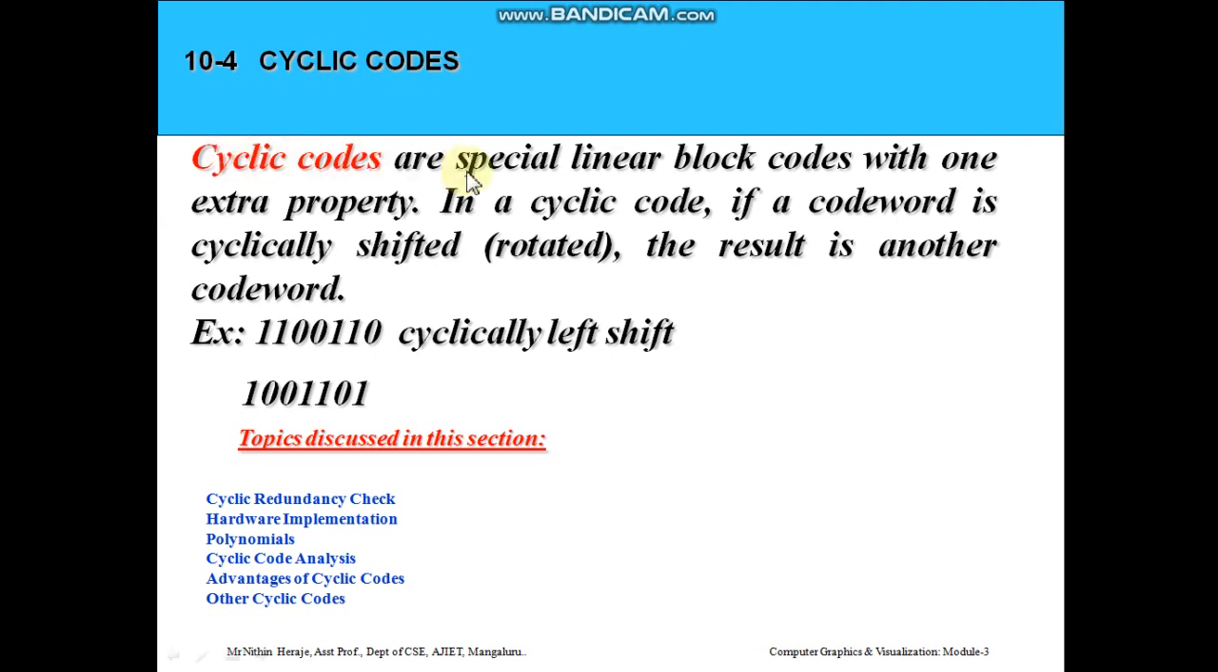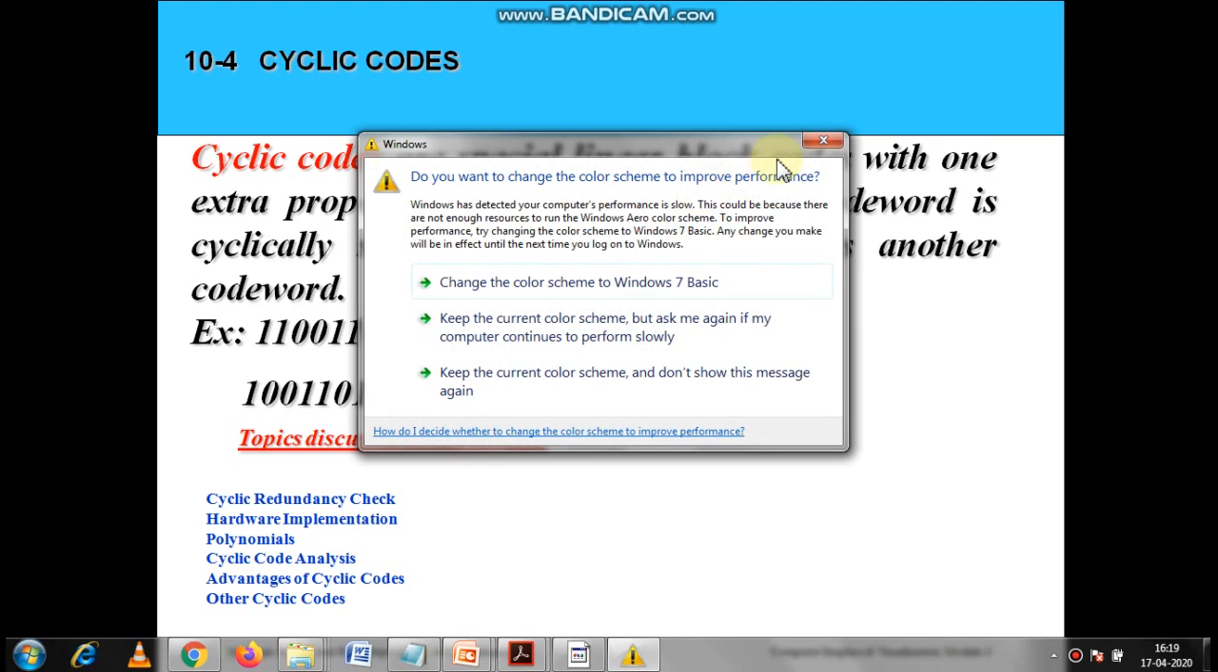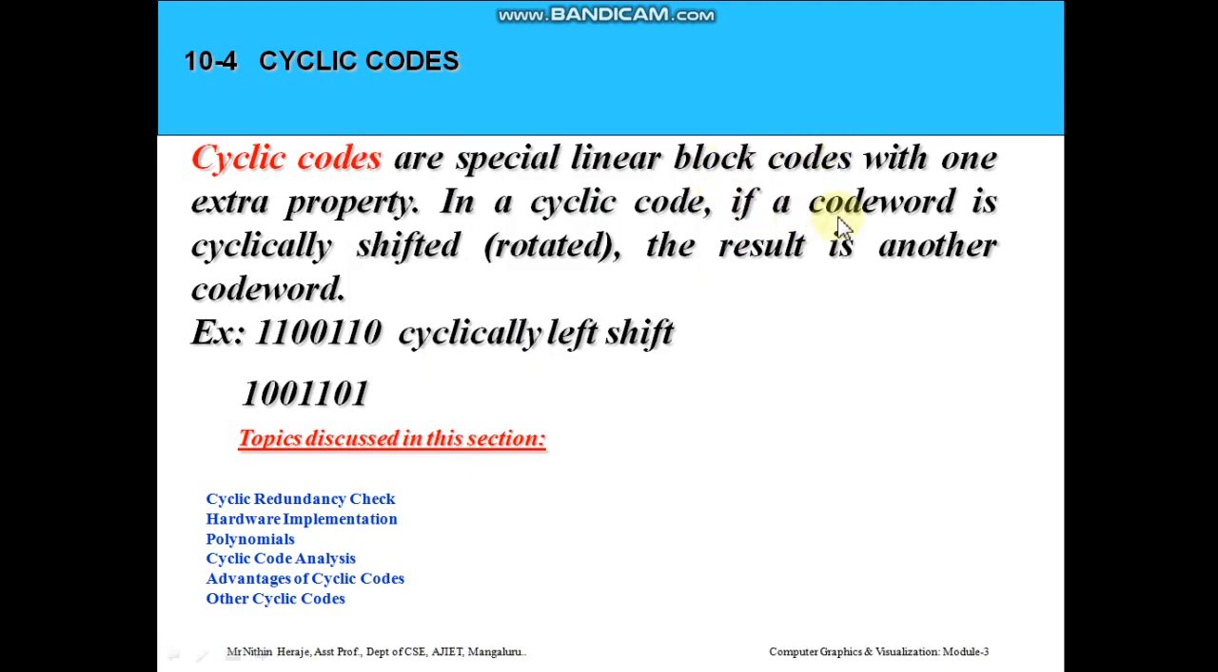Cyclic codes are special linear block codes with one extra property. In a cyclic code, if a code word is cyclically shifted, that is, rotated, either left shift or right shift, the result is another code word. So let us look at this example over here.